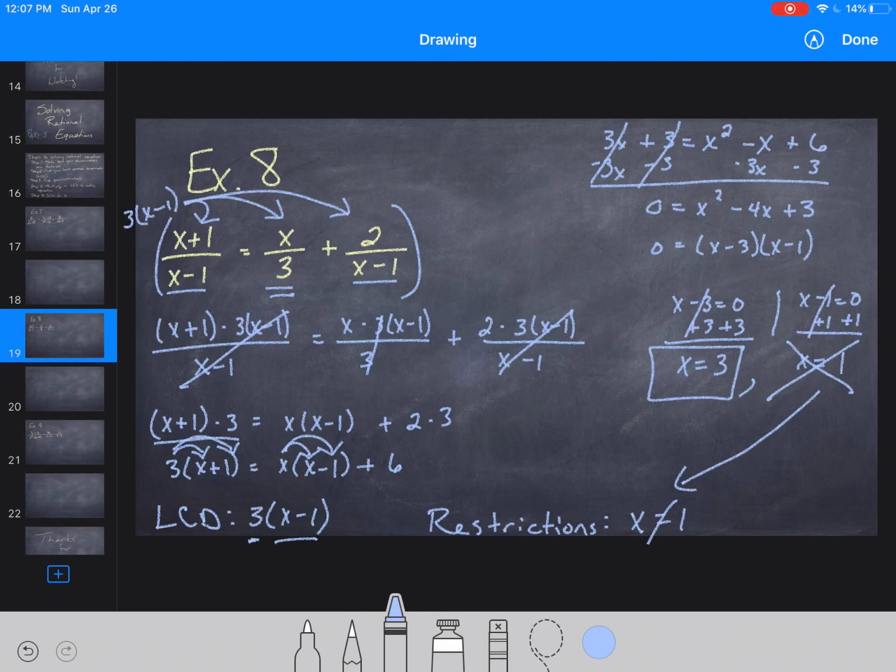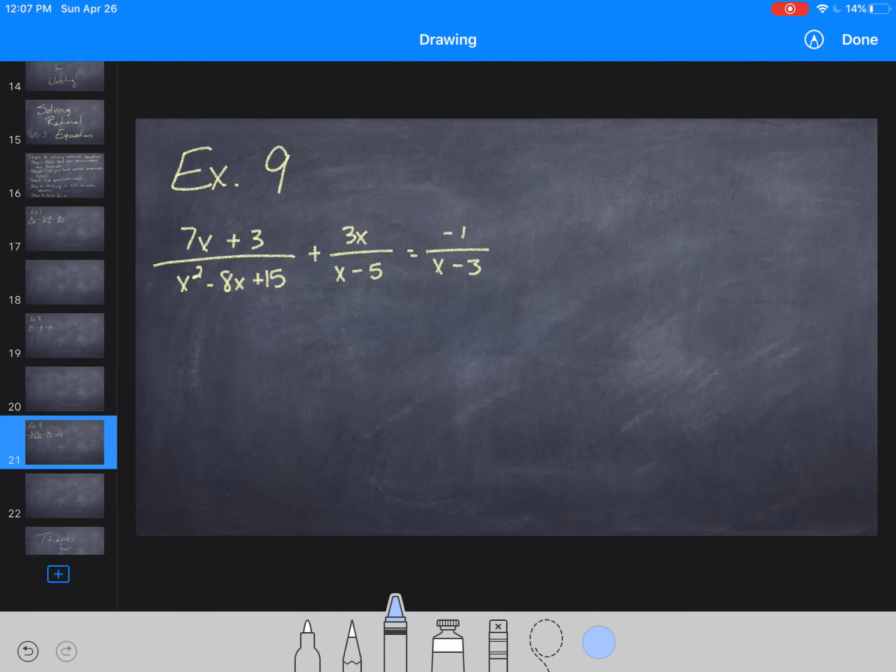But if I look, my x equals a positive 1 is a restricted value. So x equals 1 is not going to work because it would make my fractions undefined. But x equals a positive 3 would work. So x equals 3 is the only solution that we can actually use.